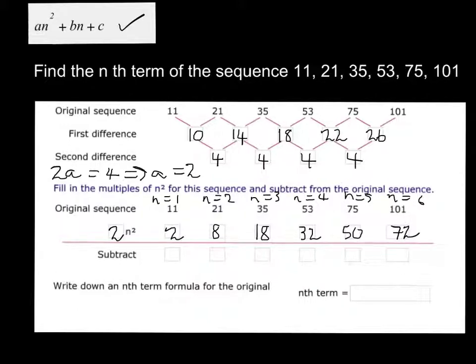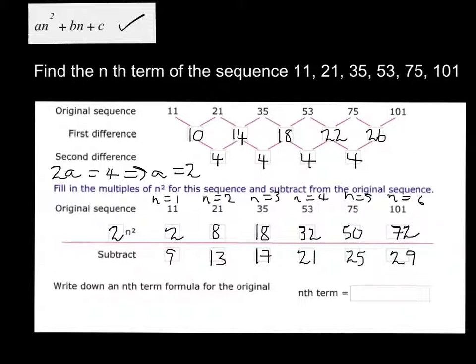And what we do is take this away from the original sequence. So 2 from 11 gives us 9. Then 8 from 21 gives us 13. And that gives us 17, and that gives us 21, that gives us 25, and that gives us 29. So what we have at the bottom now is a linear sequence. We have the first part of our nth term.